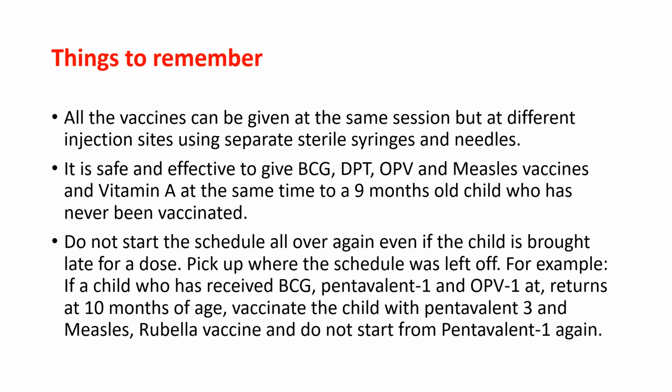And it is safe and effective to give BCG, DPT, OPV and measles vaccination and vitamin A at the same time to a 9 or 10-month-old child who has never been vaccinated. So it is not that in the first go when he or she is coming to you completely unvaccinated, you need to take it in a phasic manner. You can administer all these in the first opportunity at one go, and it is absolutely okay for the child also.